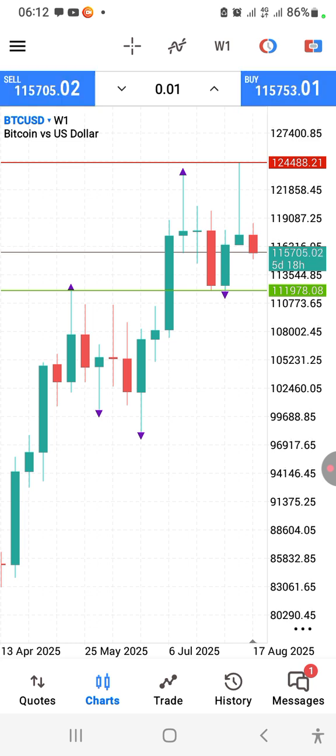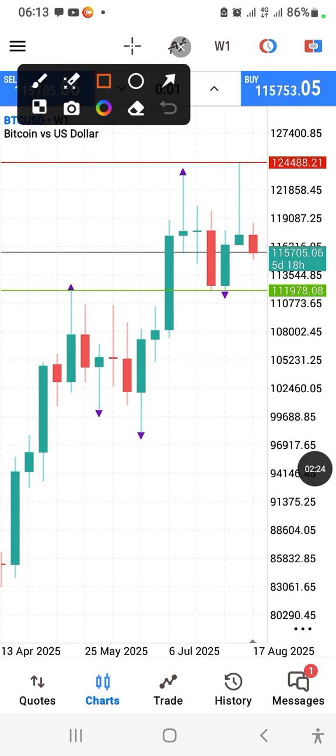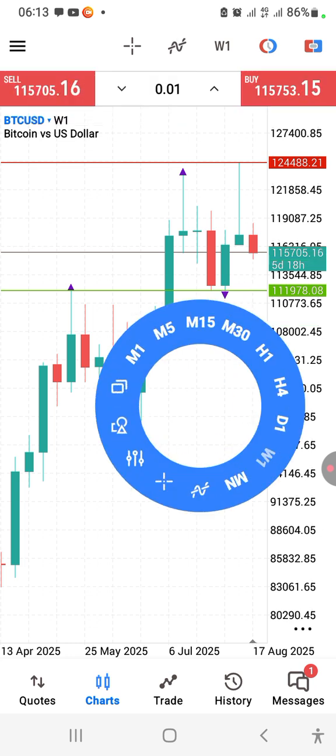Now, for those of us who are thinking of buying, based on the fact that for the past few months the market has been on an uptrend, you look at this key level, which is 111978.08. That's the key level which you are to observe.